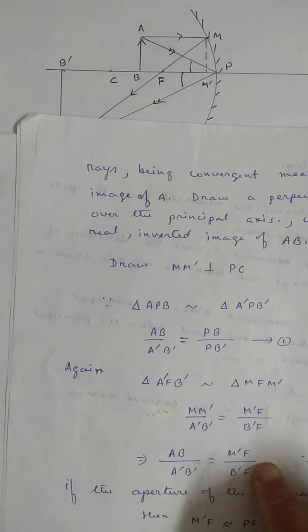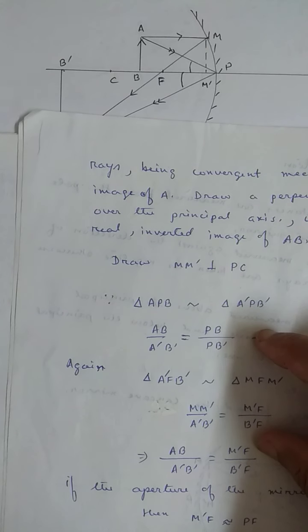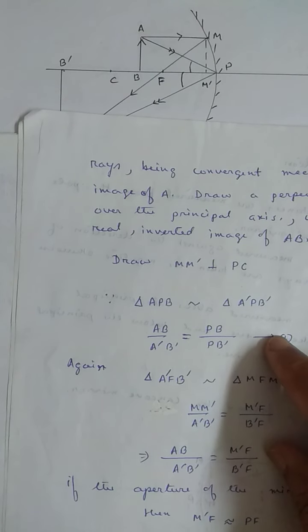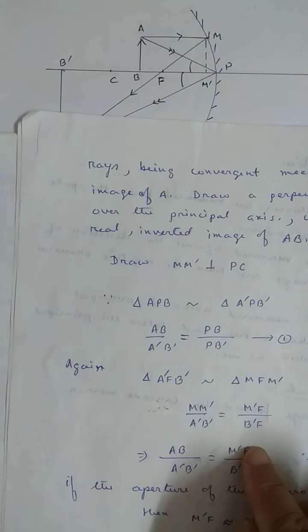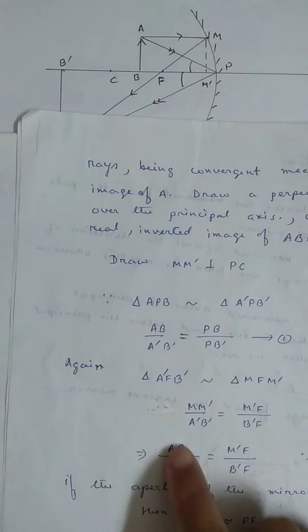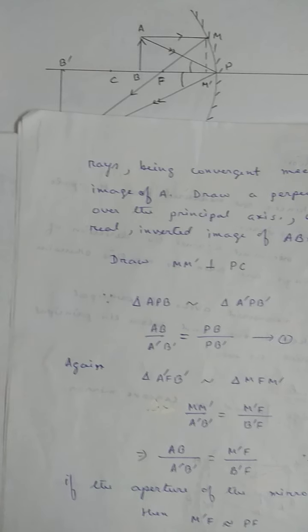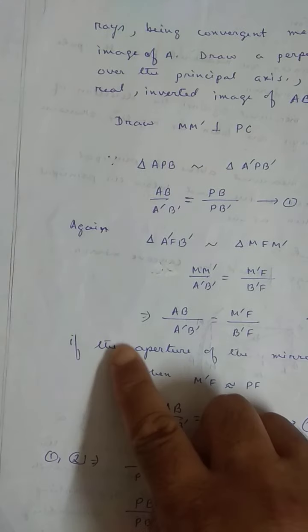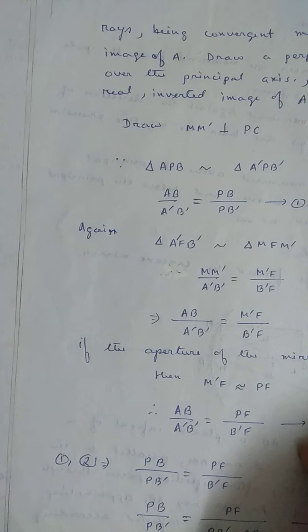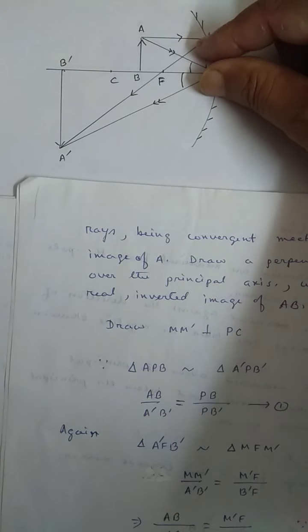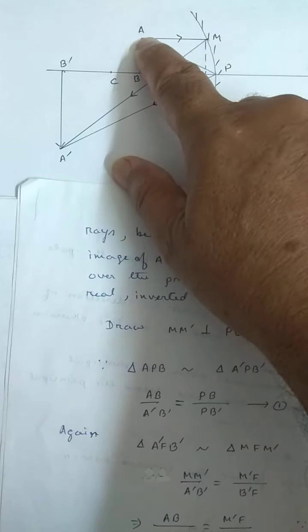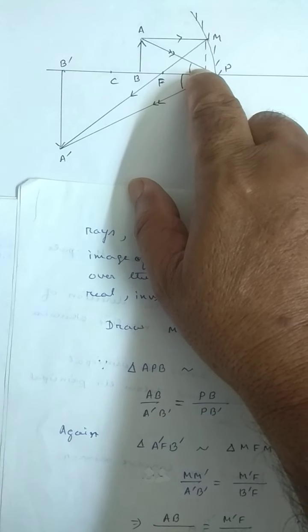Okay. Now, from these two triangles, consider equations 1 and 2. AB by A'B', AB by A'B', the left hand side is exactly the same. Again, one consideration is here. If the aperture of the mirror is very small, if the aperture of the mirror is small, meaning if this size is small, then what happens? This ray AM comes very close to the principal axis.